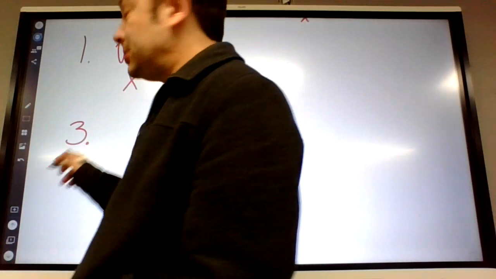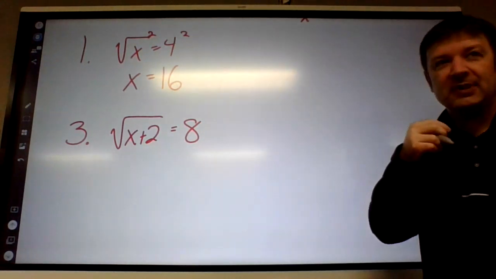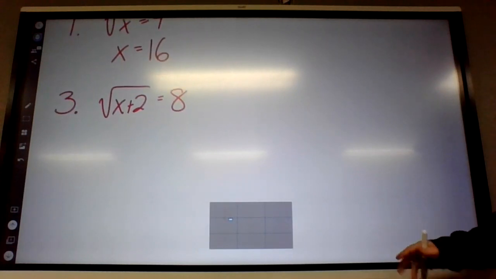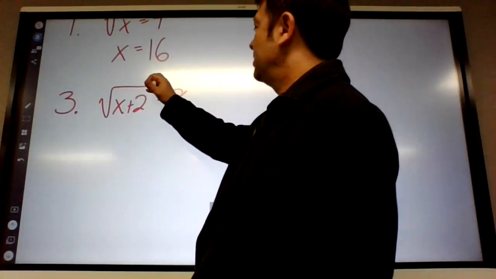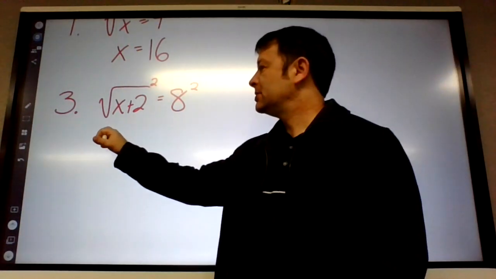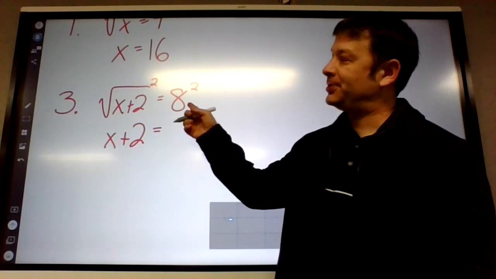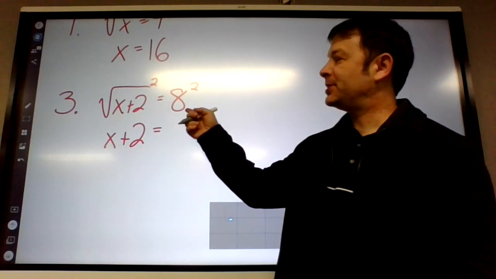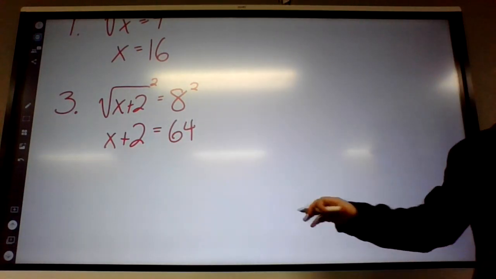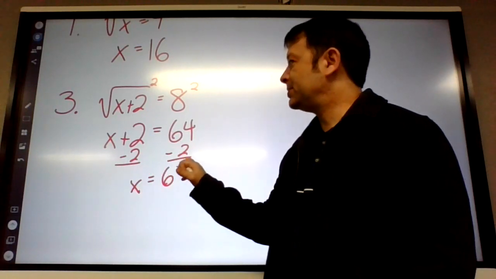Alright, number 3. Square root of x plus 2 equals 8. Alright, AJ, what should we do first? Right, square it. And then the left side will become x plus 2. And the right side, 8 squared. Don't do 8 times 2. Actually, this is 8 times 8. 64. And then you subtract the 2. We get x equals 62.